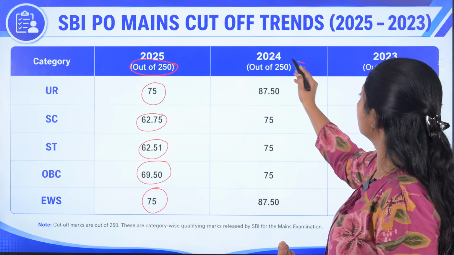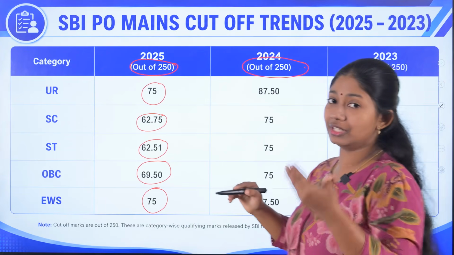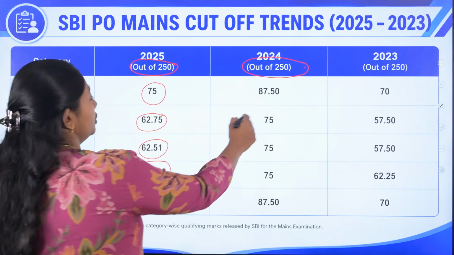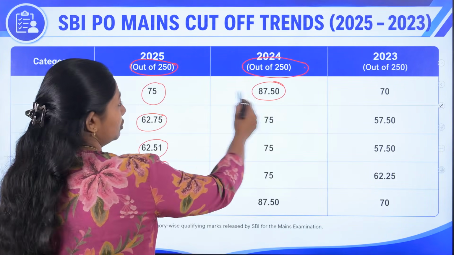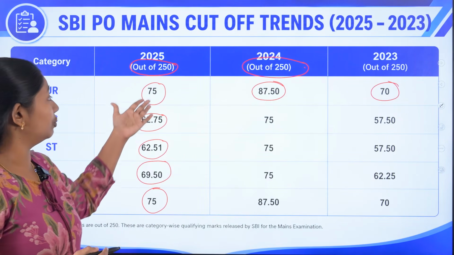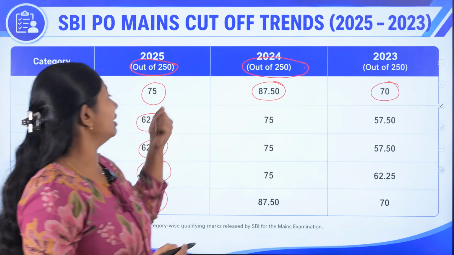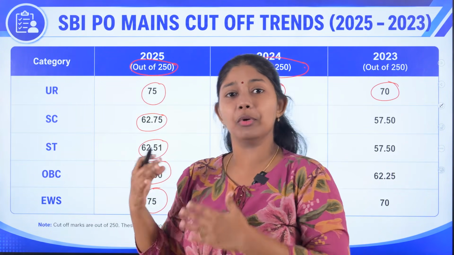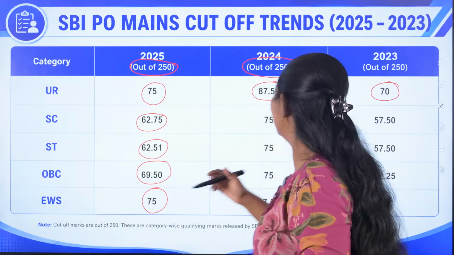In 2024 it was also out of 250. Now it has been changed to out of 200. You have 87.50 in 2024 and 70 in 2023. So out of 250 the cutoff is around 75. They have normalized, so you don't have to worry about the cutoff, just give your 100%.